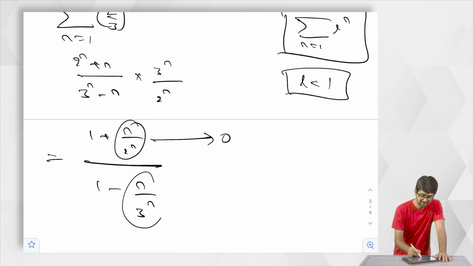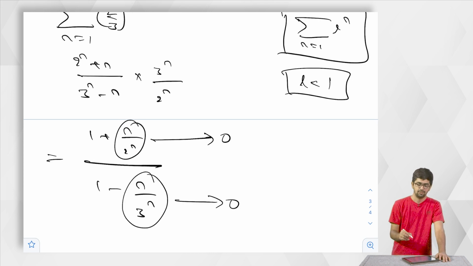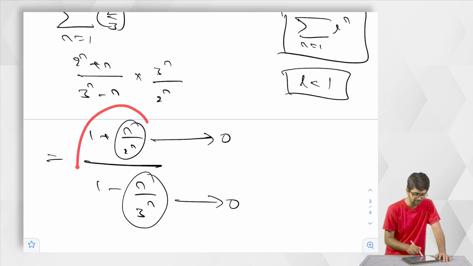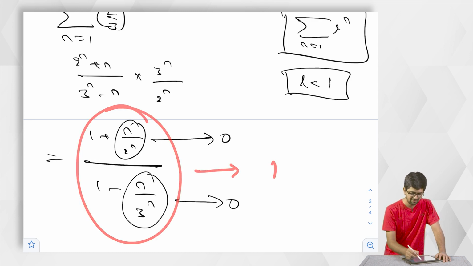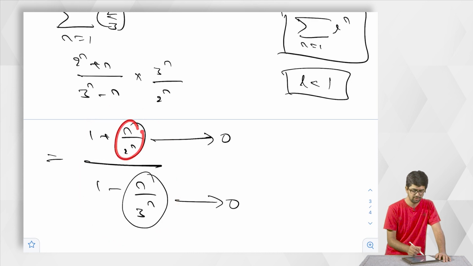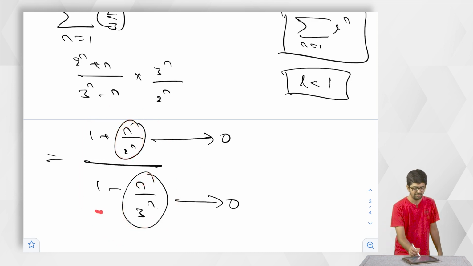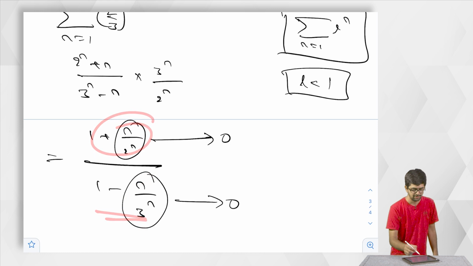Similarly, this sequence also goes to 0. What about the whole sequence? This will go to 1. 1 plus this limit, which is 0, is 1. 1 minus this limit, which is 0, is 1. 1 minus 0 is 1, 1 plus 0 is 1. So this goes to 1.